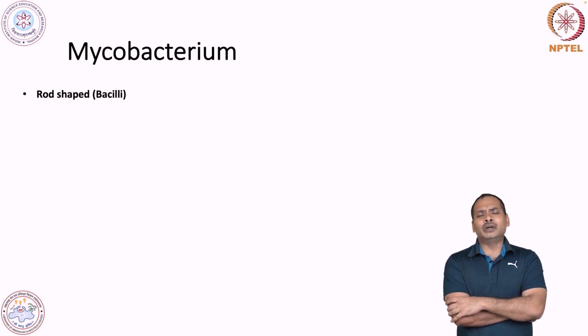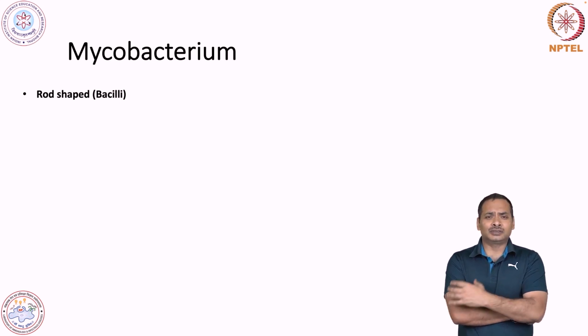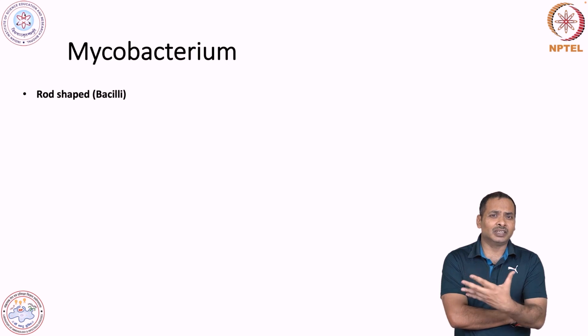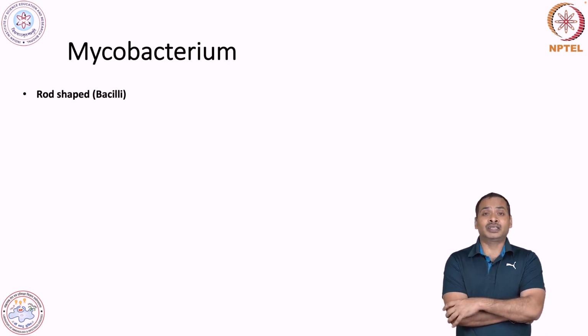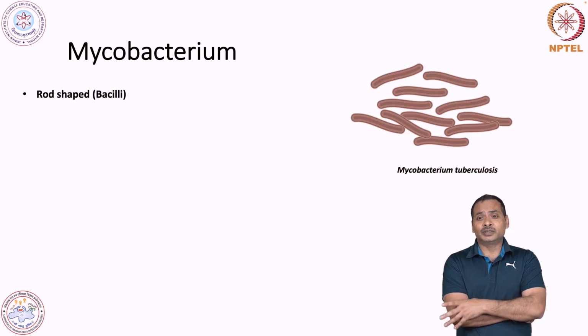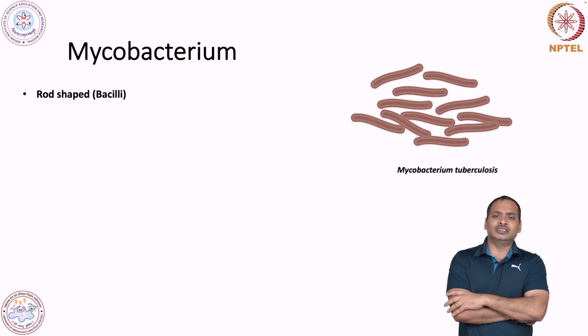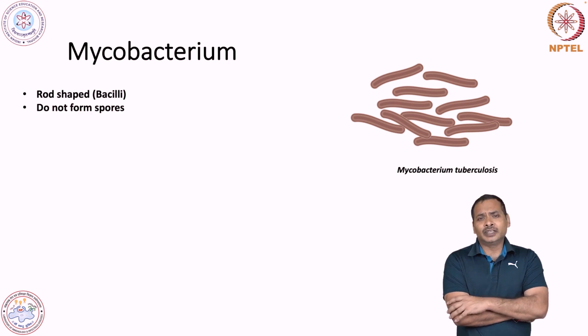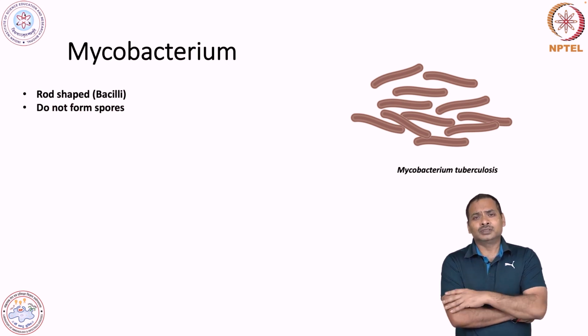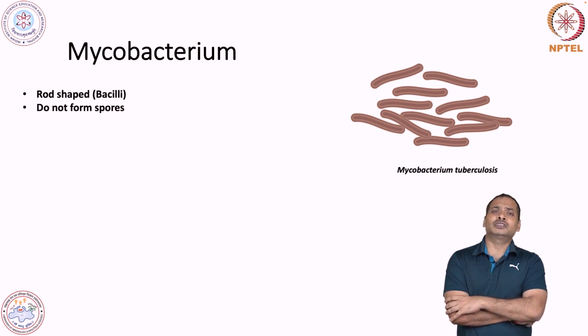So Mycobacterium tuberculosis, we call it a bacillus. They are basically rod shaped bacteria, and here you can see a schematic of Mycobacterium tuberculosis. They do not form spores. There are some bacteria which make spores.